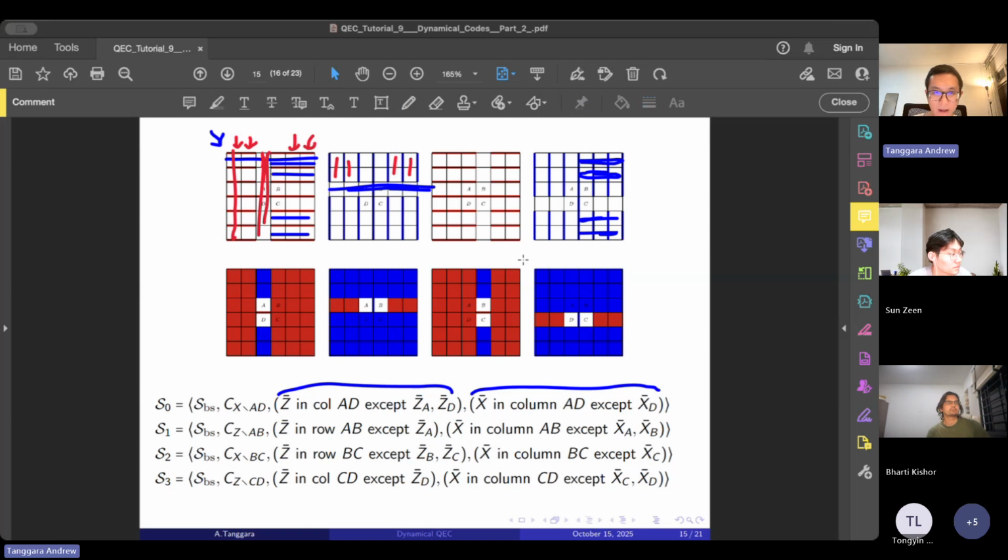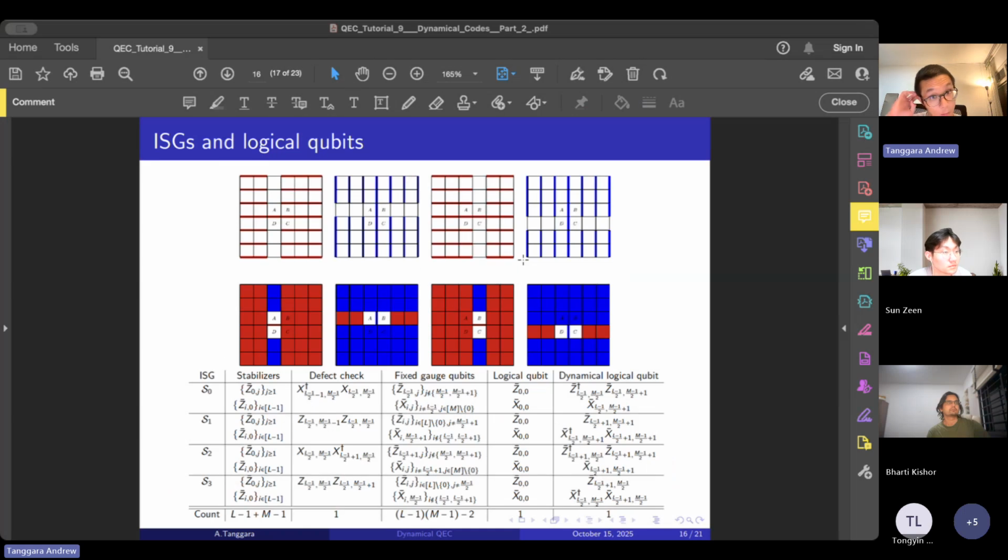So basically, if we now count the number of stabilizer generators, we can see that if I take L and M as the... L is the... okay, what is L here?